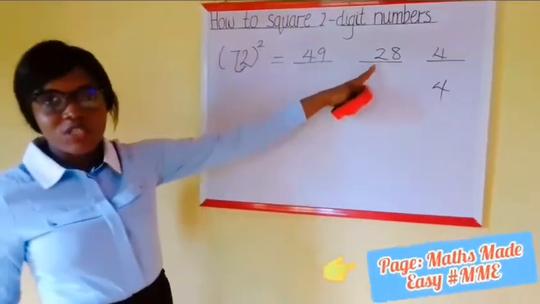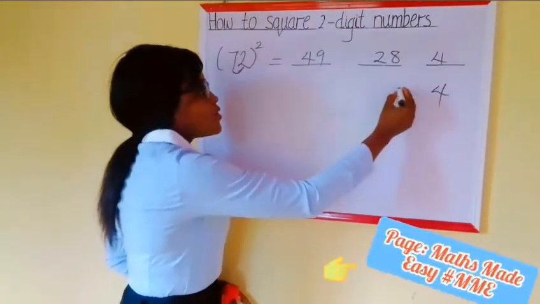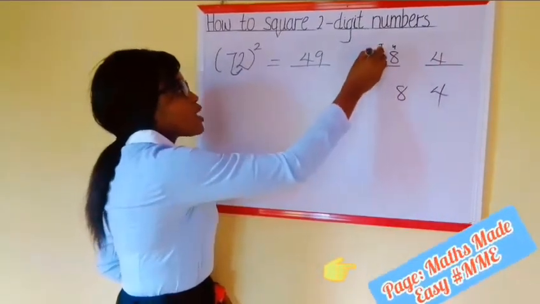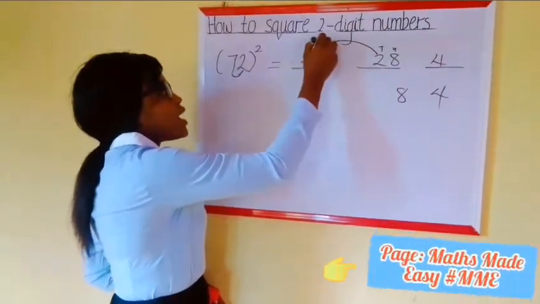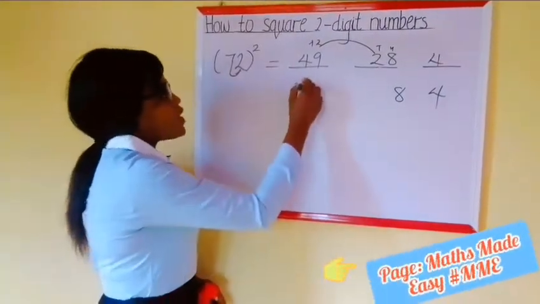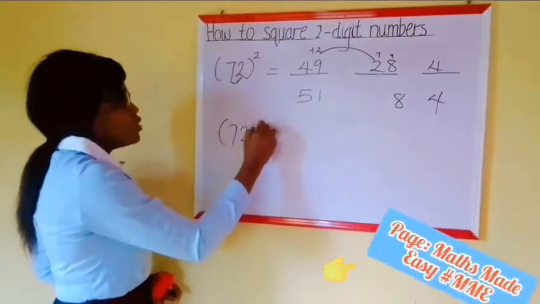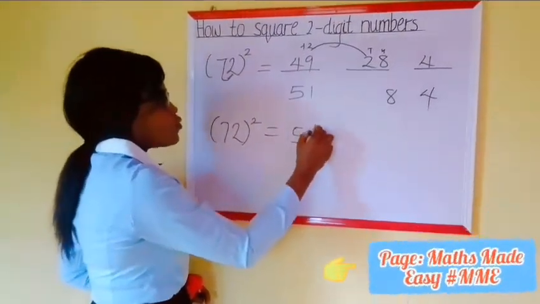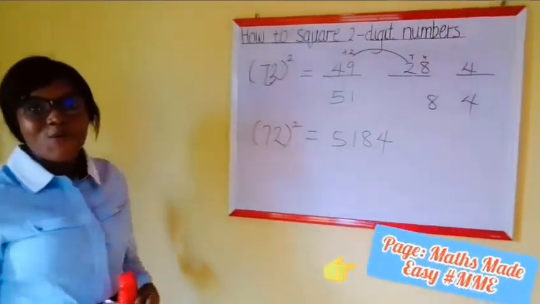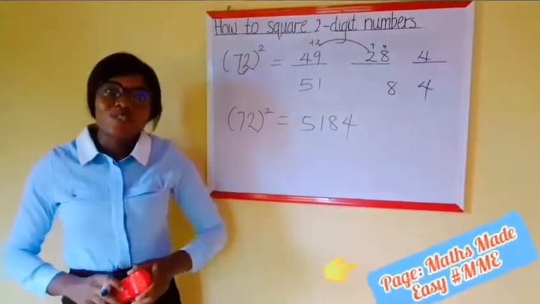But here we have 2 digits. So we are going to write down our units. Remember, it's tens and units, so you write down your 8. We are carrying 2 over to this side, so we are adding 2 to 49, which will give us 51. You write your 51. Therefore, the square of 72 is equal to 5,184.